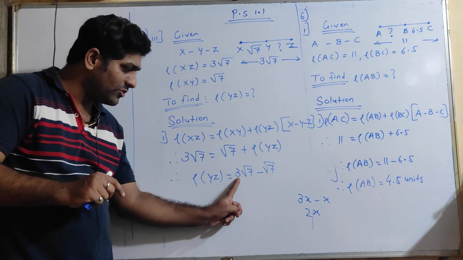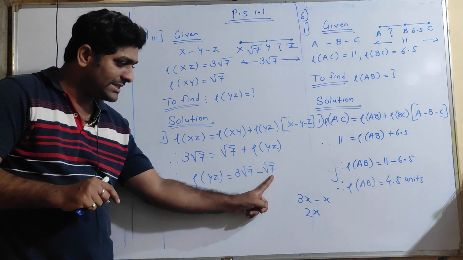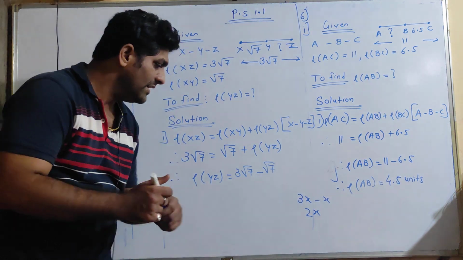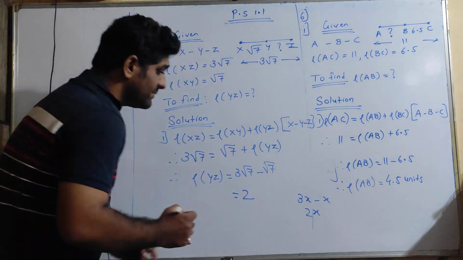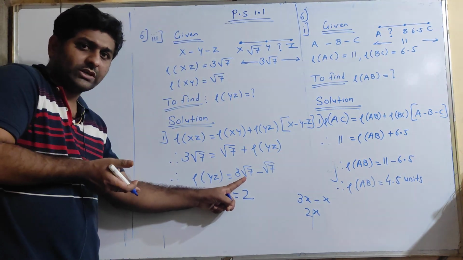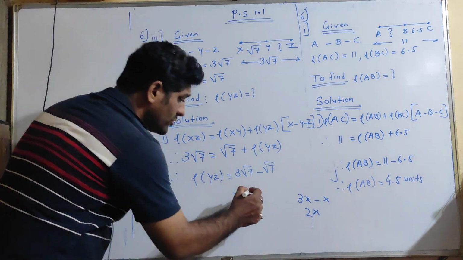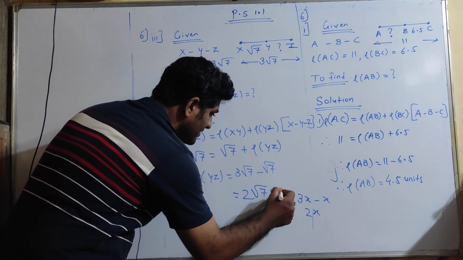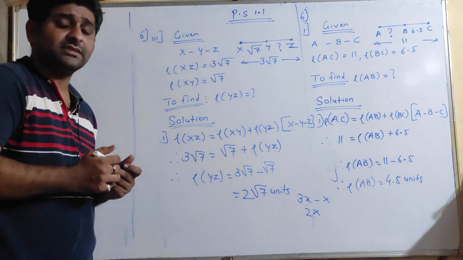So what will be my calculation? It will be 3x minus x. So what is the answer? 2x. So it will be 2x. But what I told you here, in place of x, what is there? Root 7. So I am going to write 2 root 7. So this will be your answer.